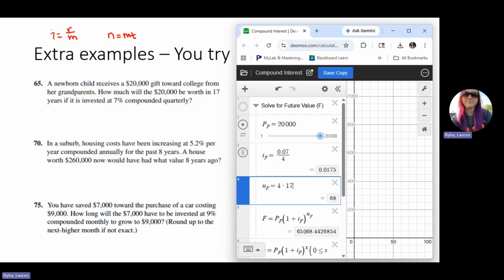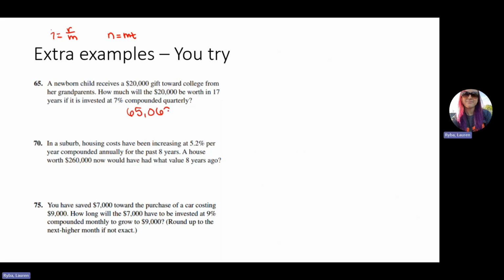And then you'll see where they plug it in. So the 20,000 is here. 1 plus 0.07 over 4 to the 68th power. So the nice thing about this is that when you're doing them, it will not round along the way, and it will give you the most accurate answer. So your $20,000 at your birth turns into $65,068.44.